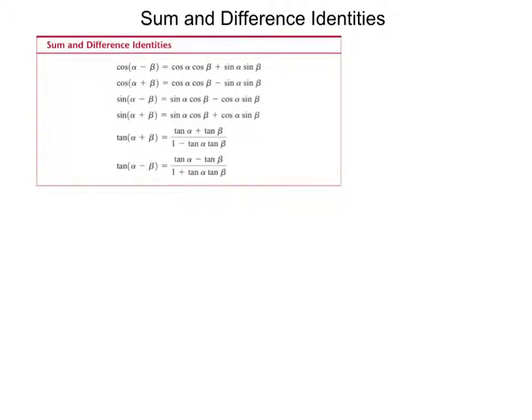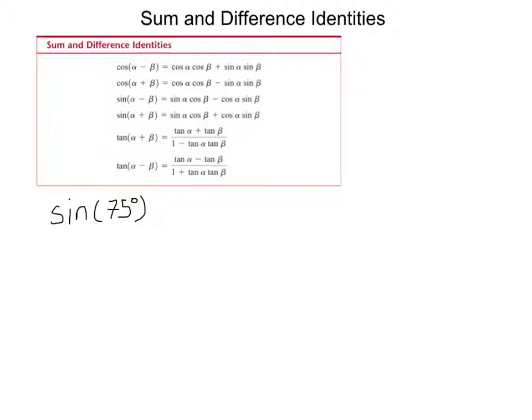Alright, in this video we're going to learn how to use the sum and difference identities. In this table right here, alpha and beta represent two angles. Now let's take a look at how to apply these identities to different types of problems. We'll begin with sine of 75 degrees.